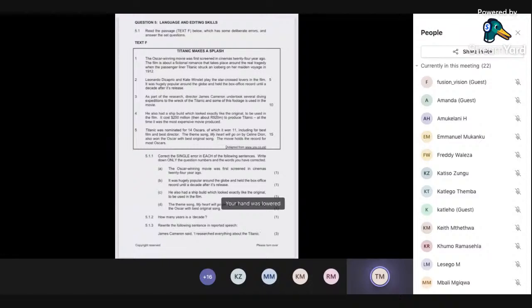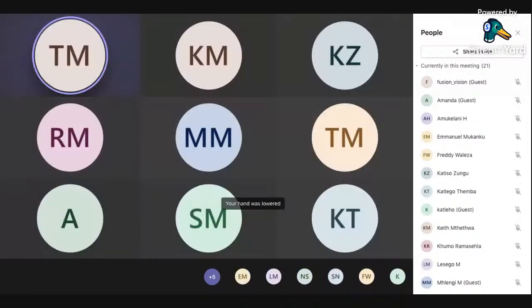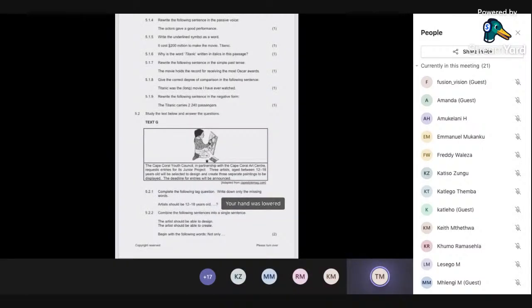Now 5.1.4, rewrite the following sentence in the passive voice. The actors gave a good performance. Again, I want us to, okay, you don't have this sentence there. I think I might as well have to, because we no longer need anything that is on the text. So let's just project this. Now, so we're rewriting the following sentence in the passive voice. So the actors is our subject.